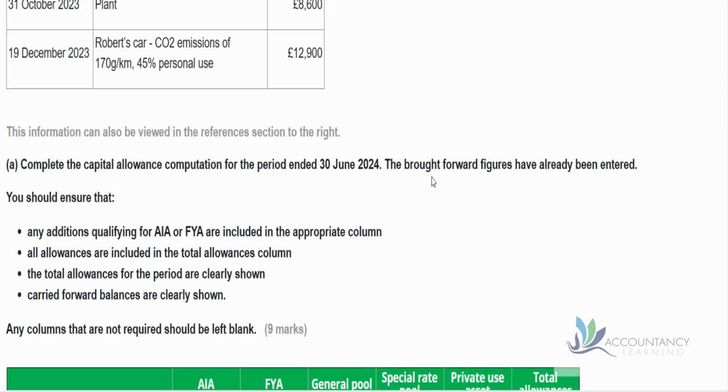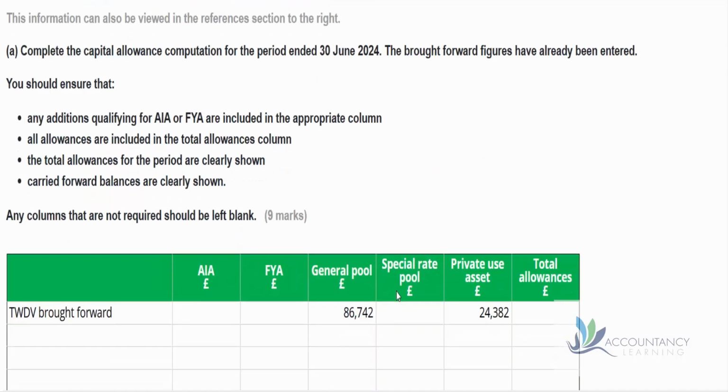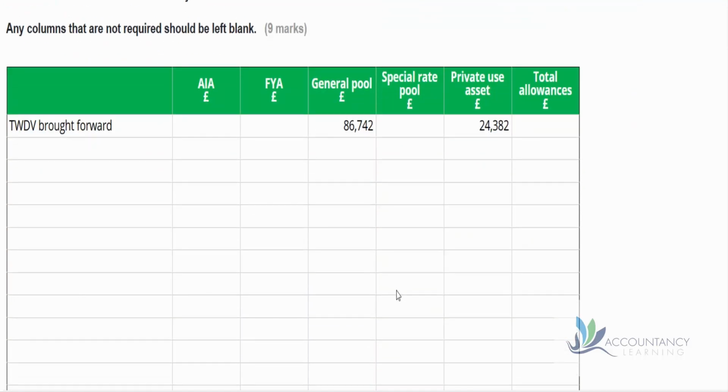So there's quite a lot for us to do here. We need to make sure that we do all of these. Any columns that are not required should be left blank. So there's 9 marks here. And you can see that in the answer they've given us a free form table. The headings have been provided for us already and the brought forward balances have been included.